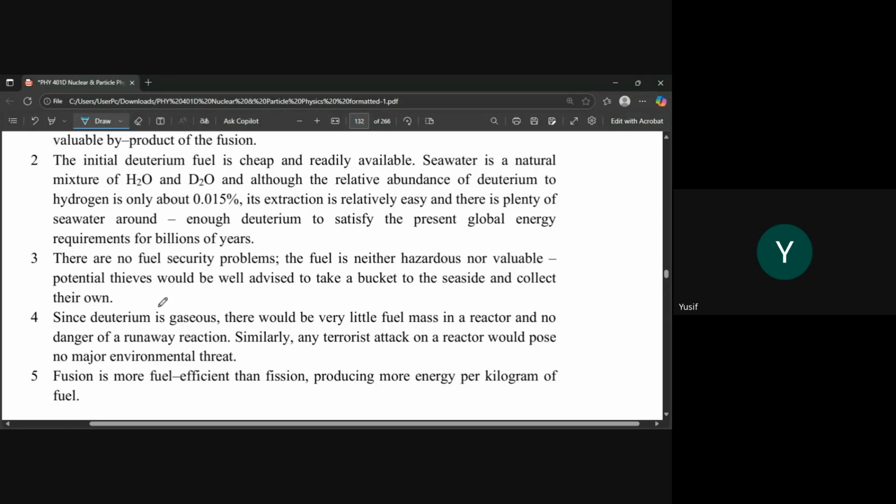Since the atomium is gaseous, there will be very little fuel mass in a reactor and no danger of a runaway reaction. With the fission reaction, the runaway reaction is always dangerous, and if you don't take care, you have radiation in the atmosphere, which is very harmful to the environment. But with deuterium, it's not that harmful. So even if it escapes into the atmosphere or the environment, no one cares.